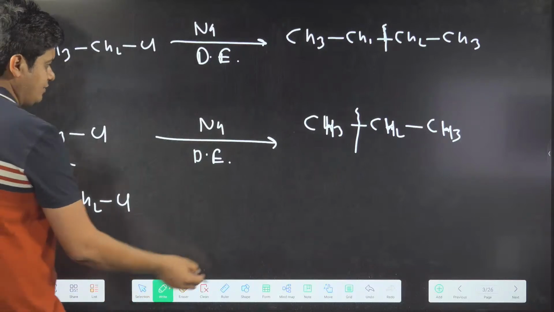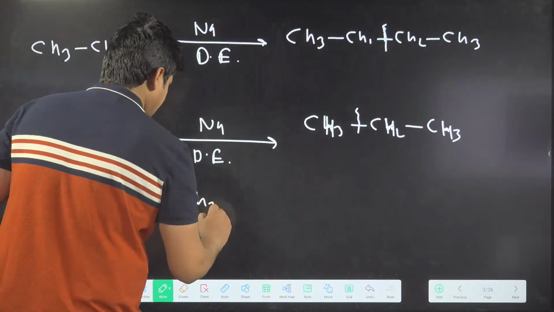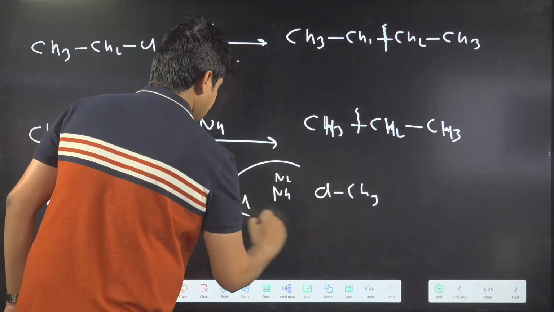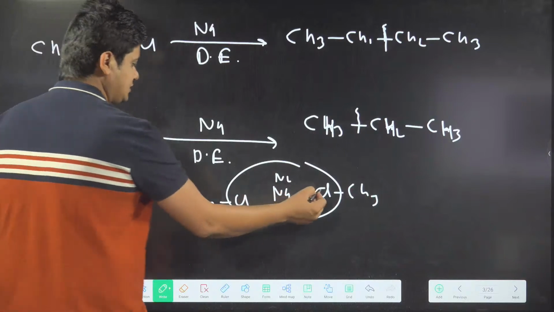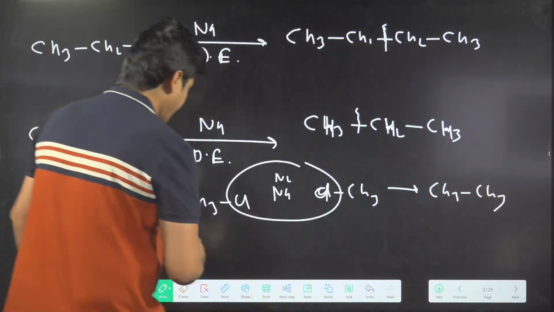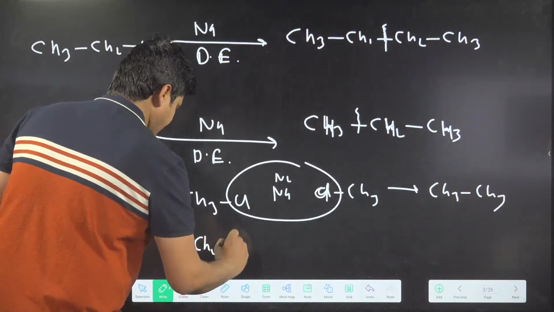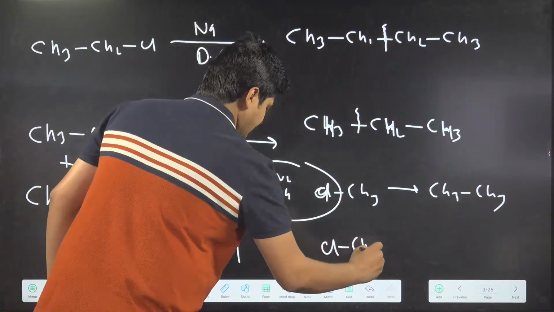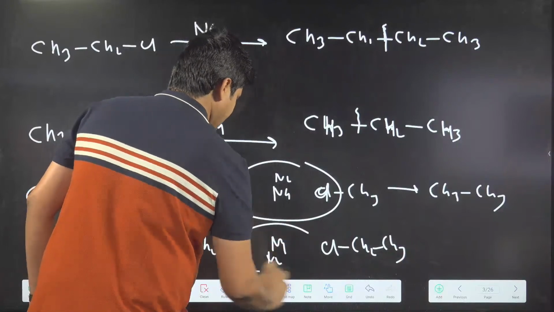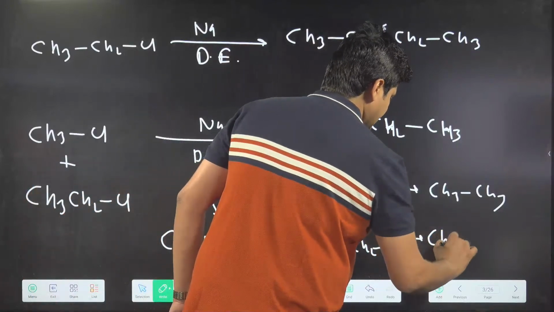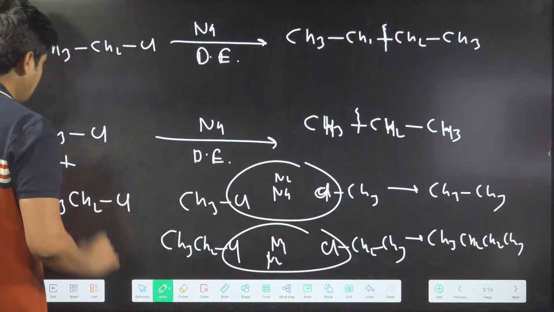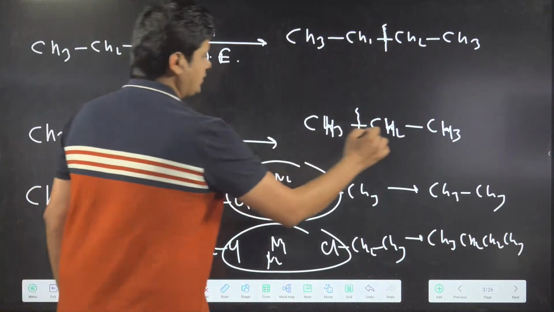What will happen? CH3Cl and ClCH3 combine by the Wurtz reaction with sodium in dry ether, and CH3CH3 is formed. That is one possibility. Another possibility: CH3CH2Cl combines with another molecule of the same CH3CH2Cl with sodium in dry ether. Removing NaCl, one more product forms, CH3CH2CH2CH3. And these two can also combine. So this product is formed.